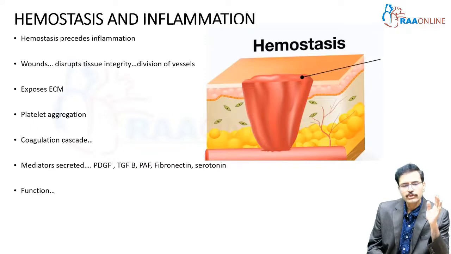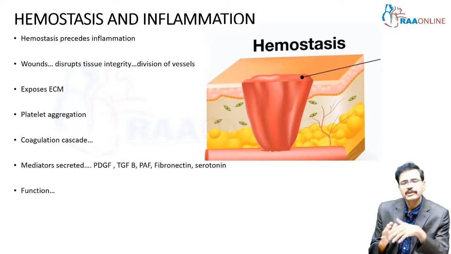So coming on to hemostasis and inflammation. Any wound is basically a disruption in tissue integrity. Whenever there is disruption in tissue integrity, you find that there will be disruption in the vessel integrity. Whenever vessel integrity is disrupted, you find that there will be bleeding.